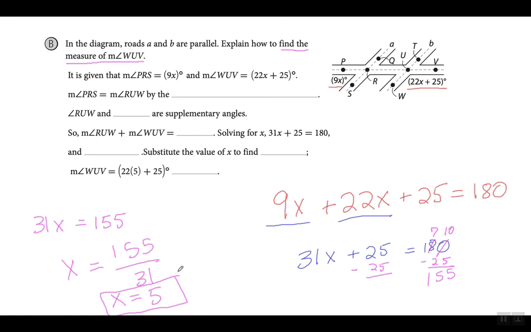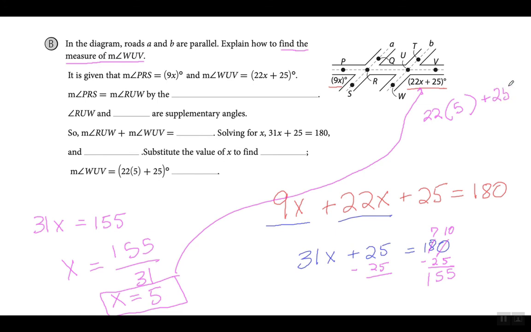Okay, la pregunta no fue qué es el valor de x. La pregunta es qué es la medida de ángulo WUV. So when I substitute, tengo que substituir. I got to do 22 times 5 plus 25.